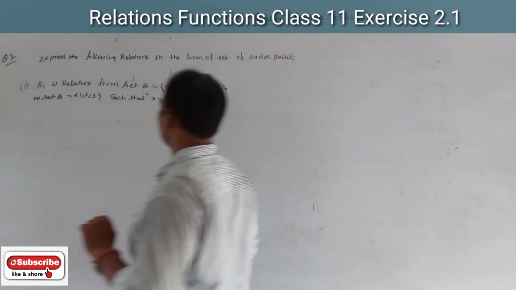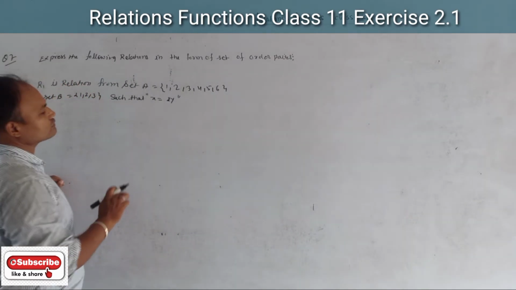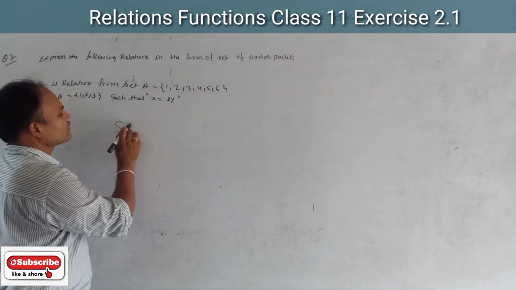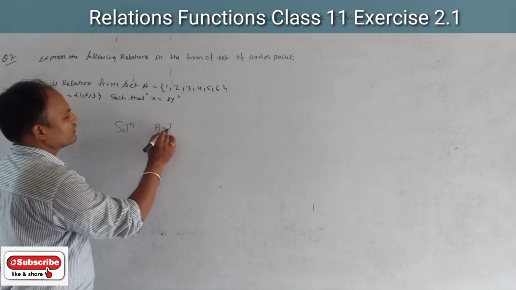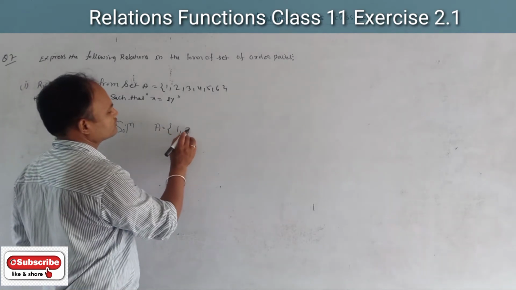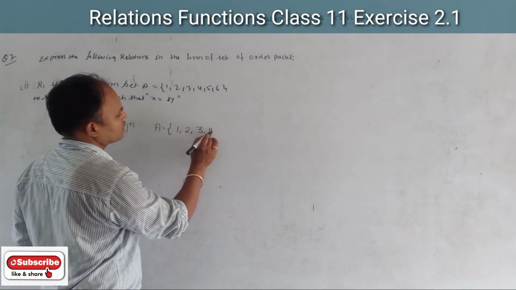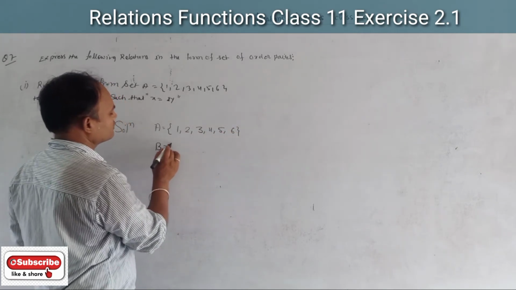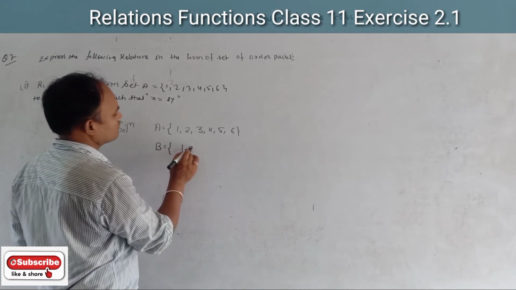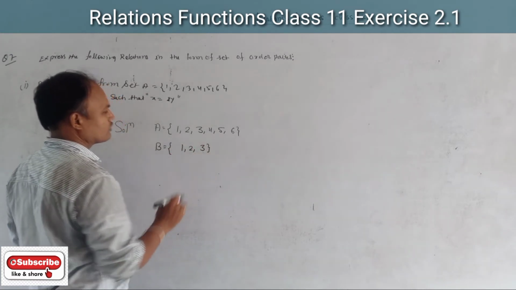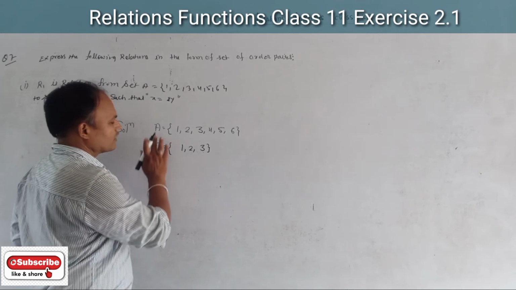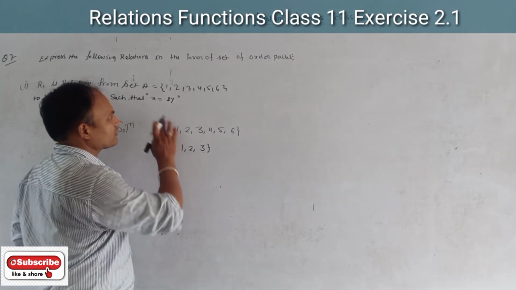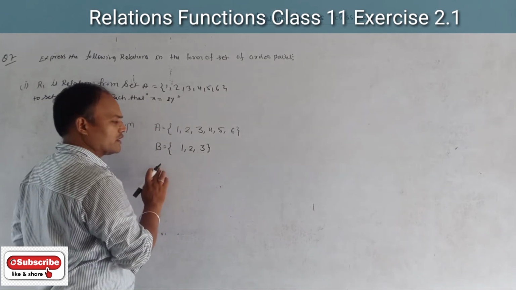So it means x is double of y. When we are going to solve, first write A is 1, 2, 3, 4, 5, 6 and B equal 1, 2, 3. Okay students, now it is A and it is B. Now a relation is there that x is equal to 2y, means x is double of y.